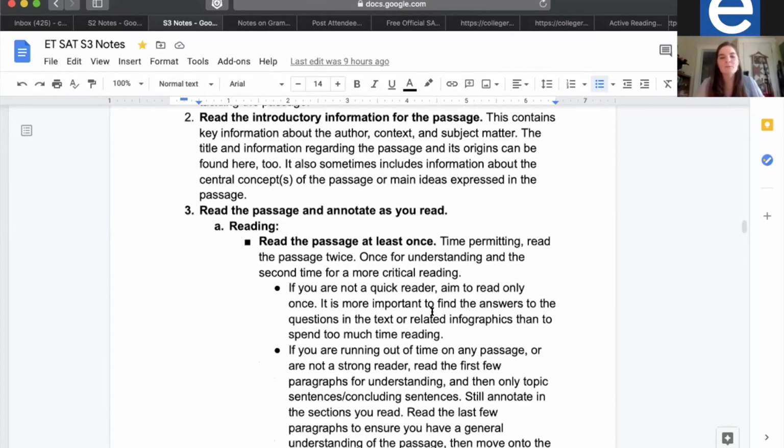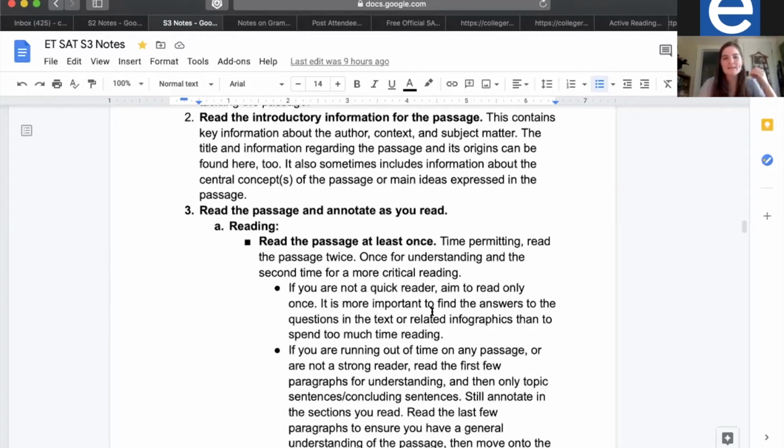You also want to make sure that you're reading the introductory information for the passage. So that's that little blurb at the beginning of those reading sections in the reading test. The English test, the writing and language test, doesn't really have those. So we're going to continue focusing on the reading test here. So read the introductory information.